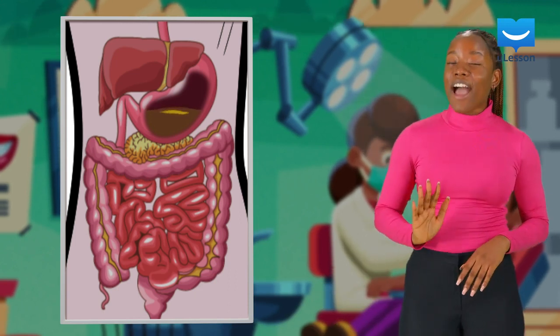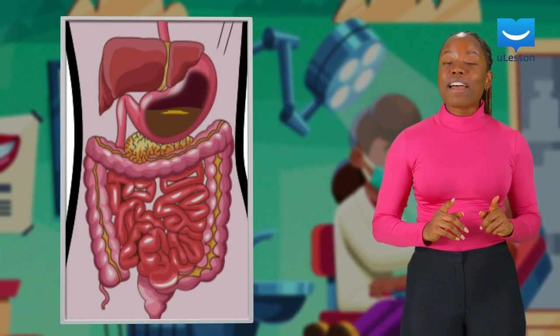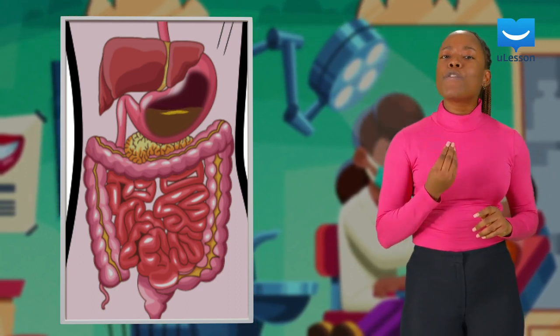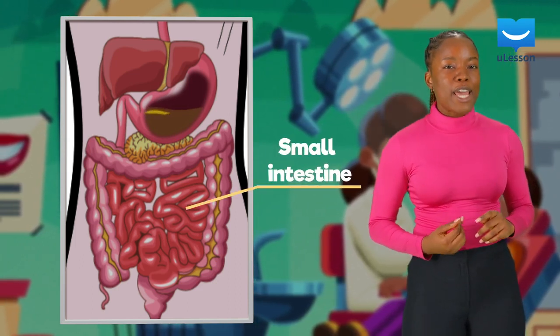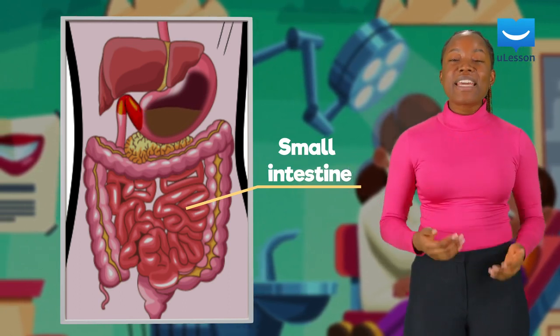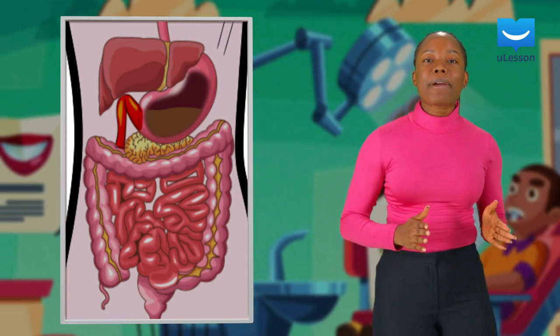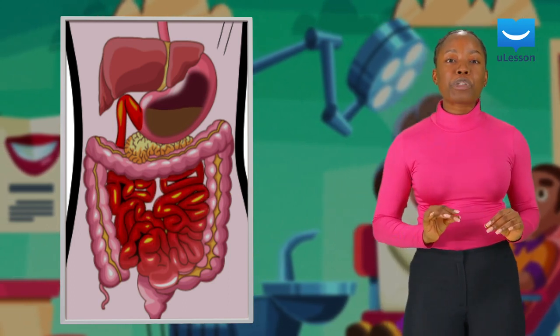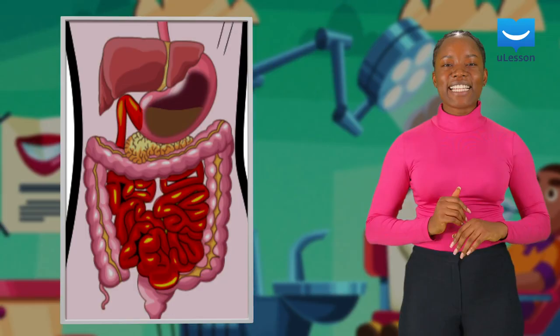After about 5 hours in the stomach, what's left of the broken down food moves into the small intestine, which is a long, coiled, tube-like organ. In the small intestine, further breakdown occurs and the food nutrients become completely digested.